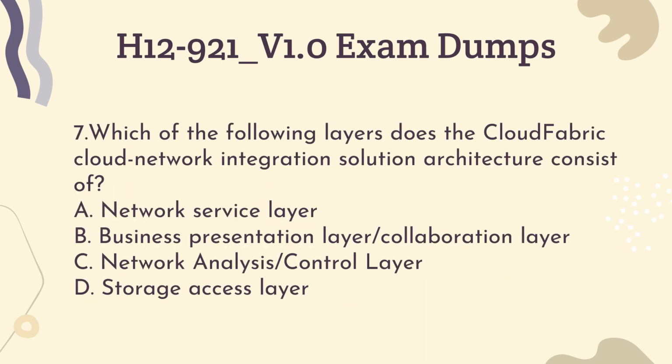7. Which of the following layers does the Cloud Fabric Cloud Network Integration Solution architecture consist of? A. Network Service Layer. B. Business Presentation Layer, Collaboration Layer. C. Network Analysis, control layer. D. Storage access layer.